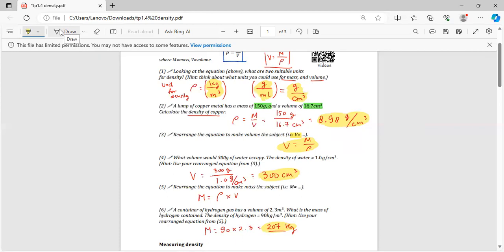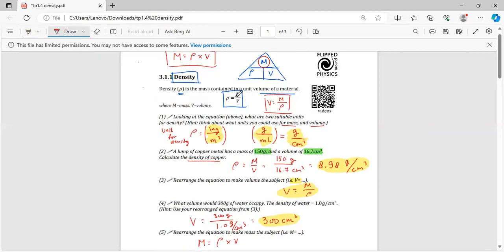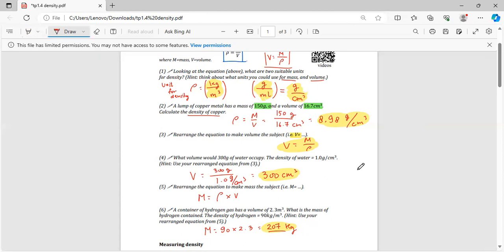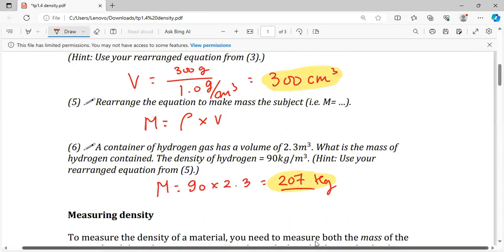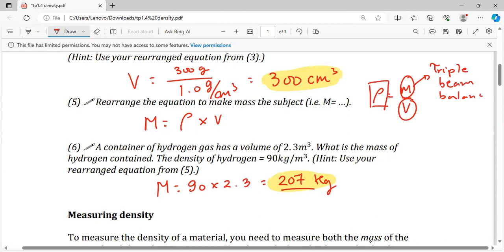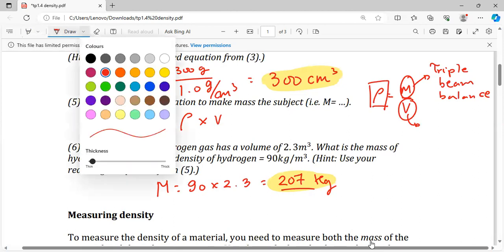To measure density using this formula, mass over volume, you mean what equipment do you use? All right, sorry. To measure density, we have to measure the mass and the volume. For mass, we can use a triple beam balance, you know it, right? Or an electrical balance. For volume, it depends.